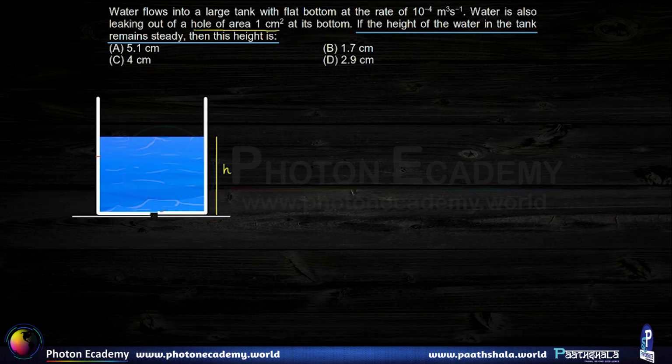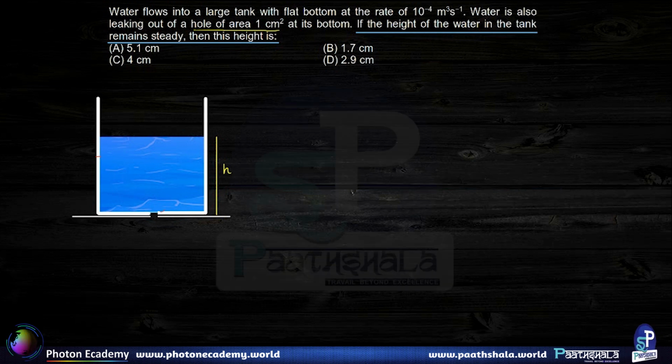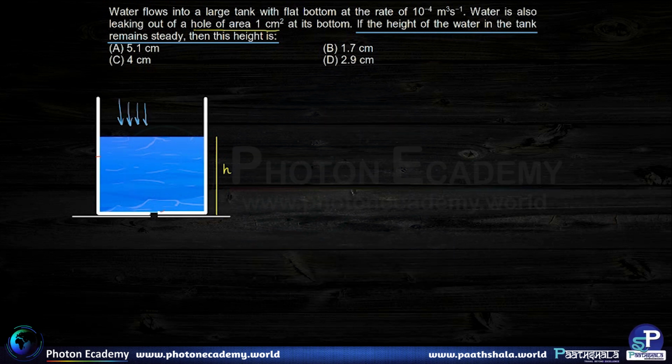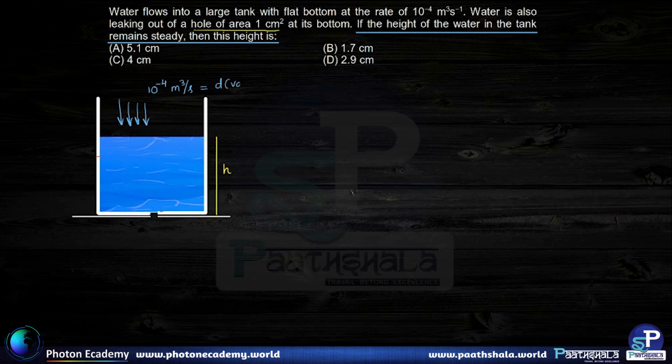Alright. So the first order of things over here is to realize that the height is remaining steady because of the incoming rate of flow of water. So let us say water is incoming. This incoming rate of flow of water is given to be 10 raised to minus 4 meter cube per second. So this is nothing but the rate of flow of volume, d volume by dt.